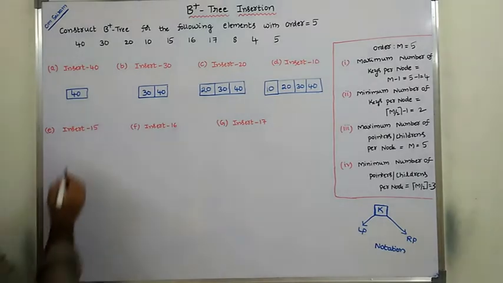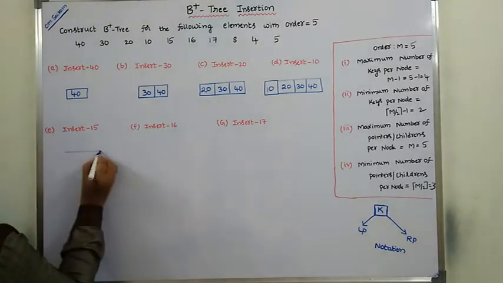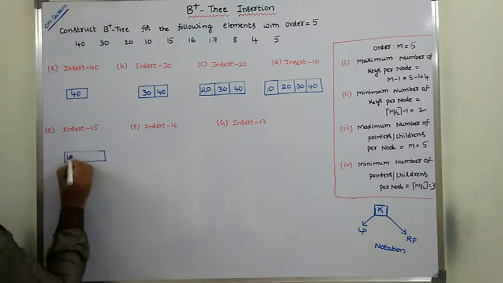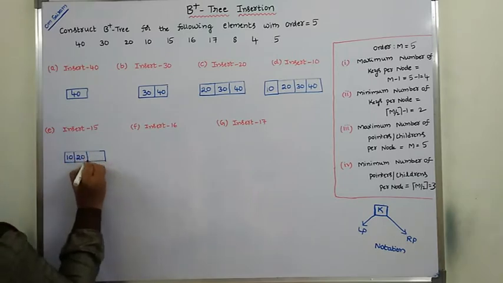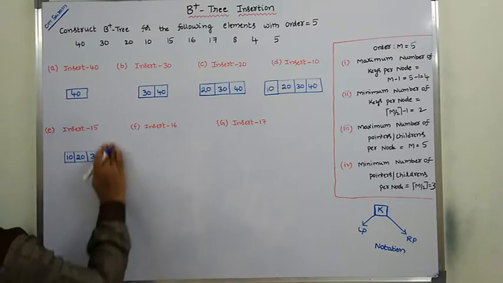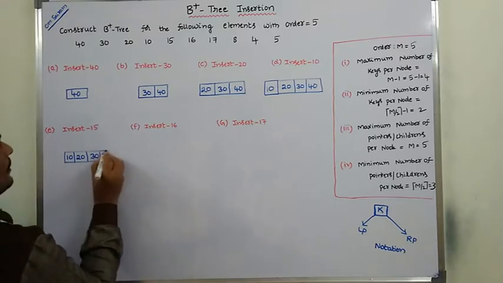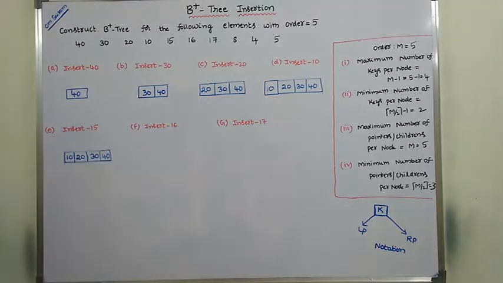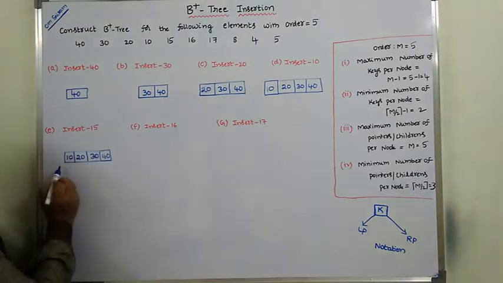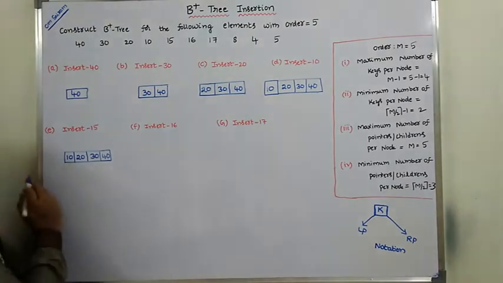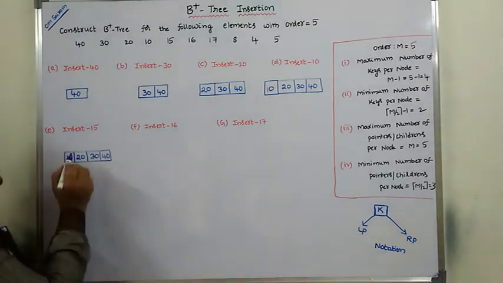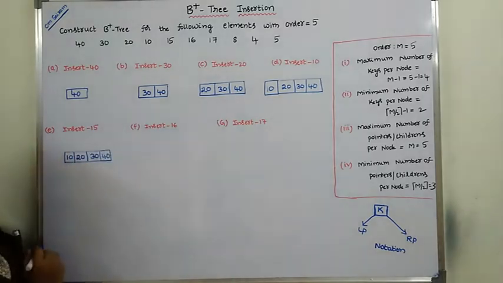Okay, next we have to insert 15. Before inserting 15, the existing B plus tree contains a node that contains 4 key elements: 10, 20, 30 and 40. Now insert 15. First, 15 is compared with this node. This node contains 4 key elements. 15 is compared with the first key element; it is greater. Next we compare 15 with the second key element, that is 20.